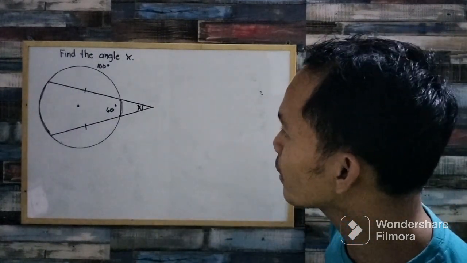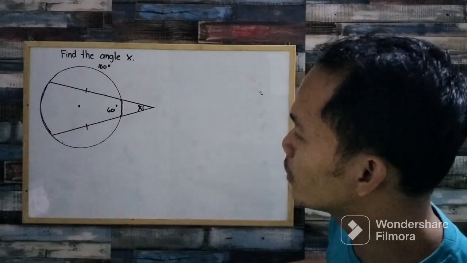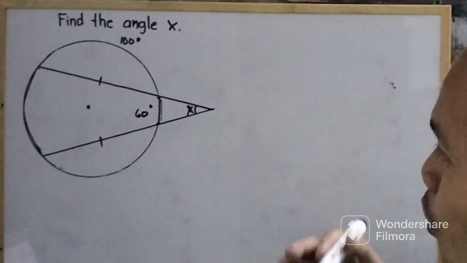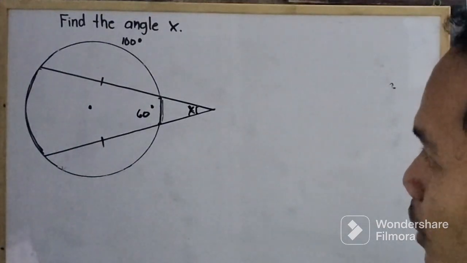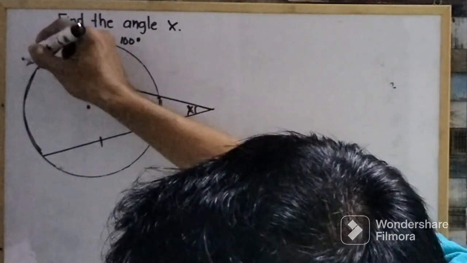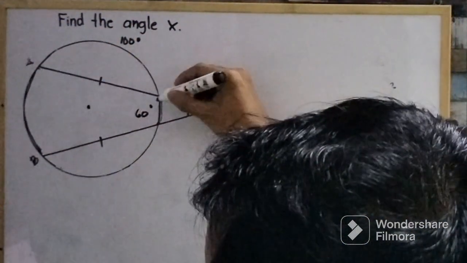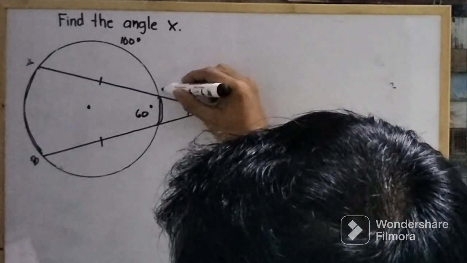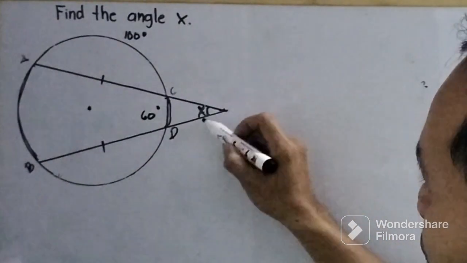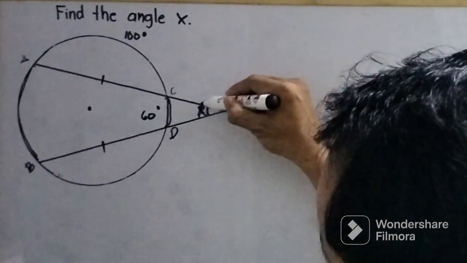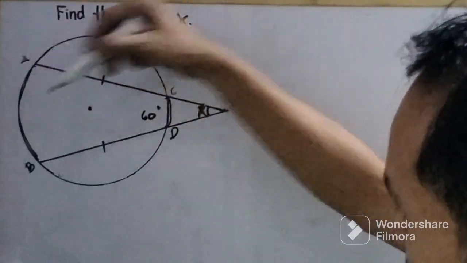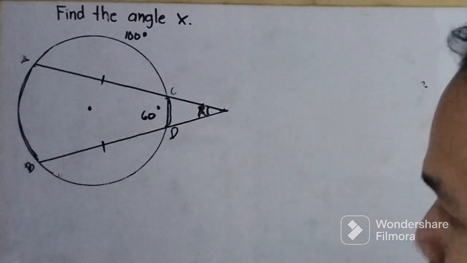So, to find the value of X there, we have to know the relationship. Okay? So, meron tayo ditong arc. So, sabihin natin, this is arc AB. And meron din tayong arc dito. Sabihin natin, this is arc CD. And para malaman natin yung angle dito, we have to use the relationship of arc AB and arc CD.